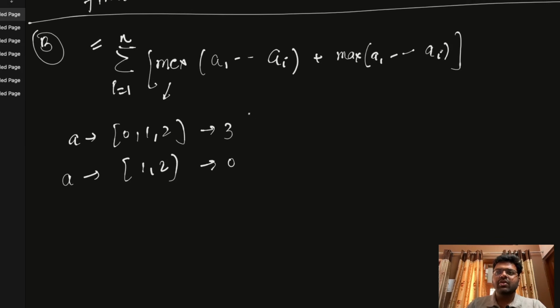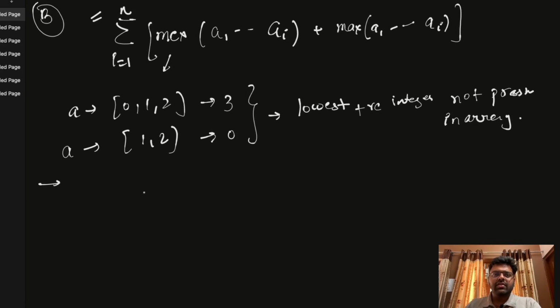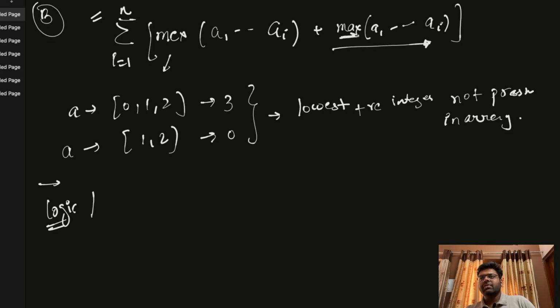So max is defined as the lowest non-negative integer not present in the array. This is what max is actually defined as. Now let's go through the logic of this problem. How do we actually solve it? This is the prefix max we talk about. How do we find the prefix max?